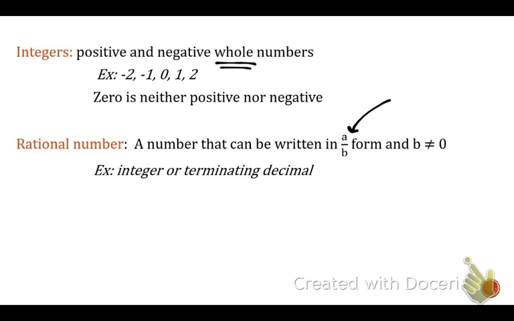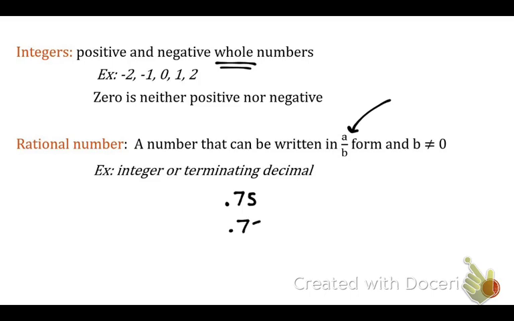Now, this is an example. It could be an integer or a terminating decimal. Do you guys know what that word terminating means? What do you think? Terminate means it ends, okay? So think about if their job was terminated, it ended. It was no more. So a terminating decimal would be something like this, 0.75, because it ended.